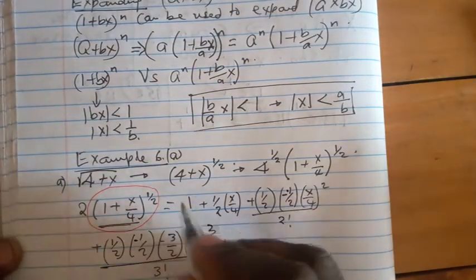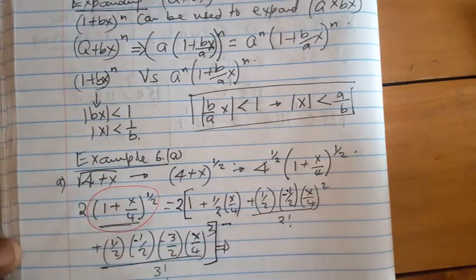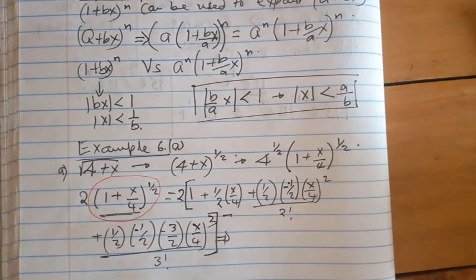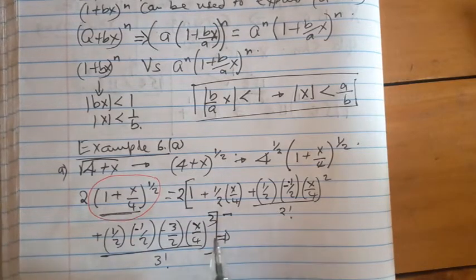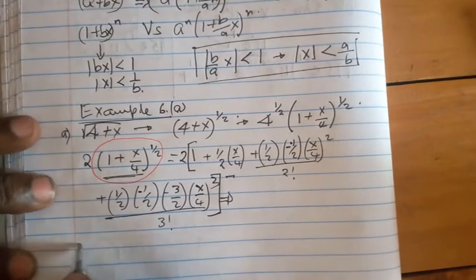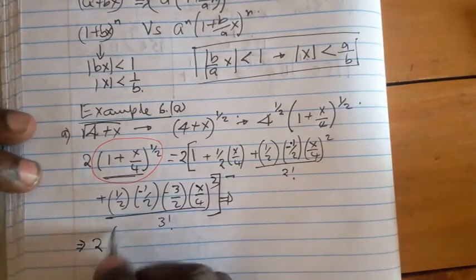Essentially, everything here is supposed to be multiplied by 2. So everything there is supposed to be actually multiplied by 2. So we need now to take charge and bring the solution here, which is going to be 2, open bracket.